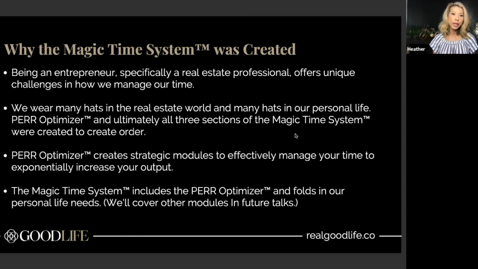The PER optimizer, and ultimately all 3 sections of the Magic Time System, were created to create order. The PER optimizer creates strategic modules to effectively manage your time to exponentially increase your output. The Magic Time System includes the PER optimizer, and it folds in our personal life needs.